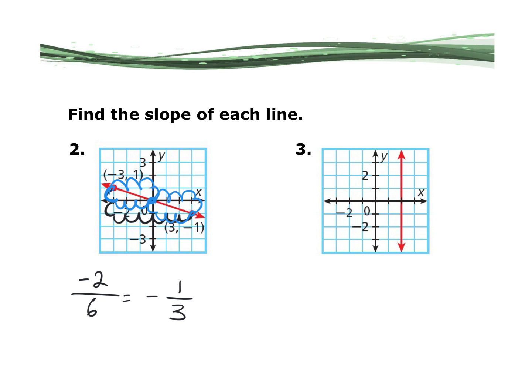Now, for the second problem, we know this is a vertical line. We can still try to figure out 2 points if you don't remember this is undefined. Let's say we rise 2, and we run 0. Again, the 0 being on the bottom is not good, so we will say that is an undefined slope.